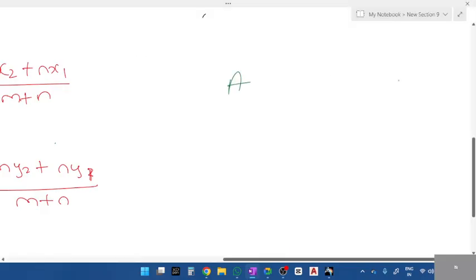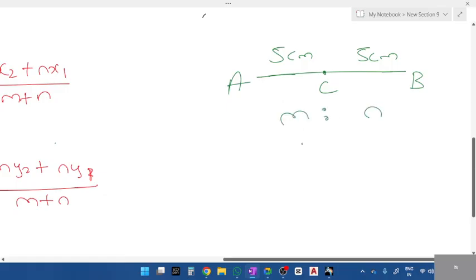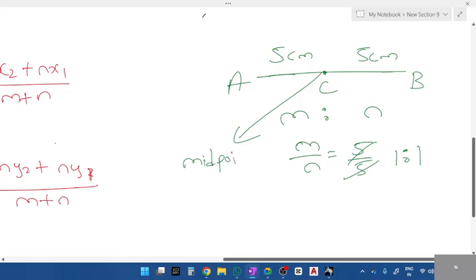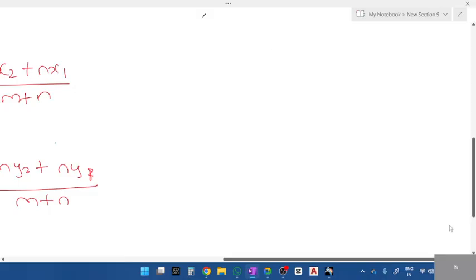In terms of the graph, there are two people, A and B, two students, and C is the reference point. That is known as midpoint. The distance between AC is 5 centimeter, CB is also 5 centimeter, equal distance. So what will be the value of M is to N? M divided by N is 5 is to 5, 1 is to 1. So what do you call this point C? If it is in the middle, midpoint. And remember, for midpoint, the M is to N value is always fixed, 1 is to 1. I'll tell you how to derive that formula now.